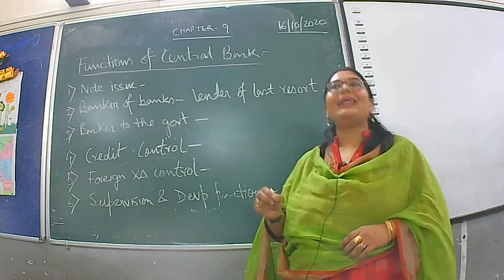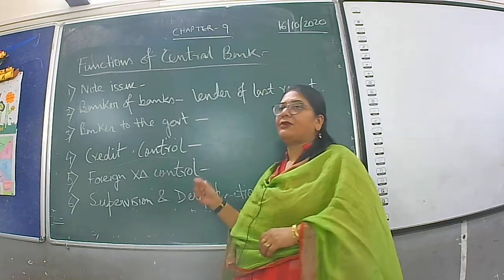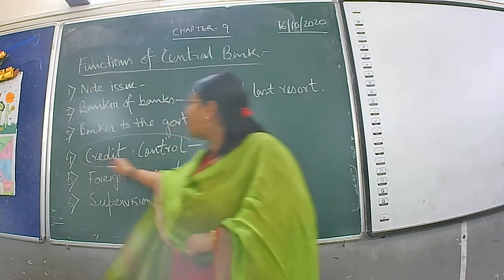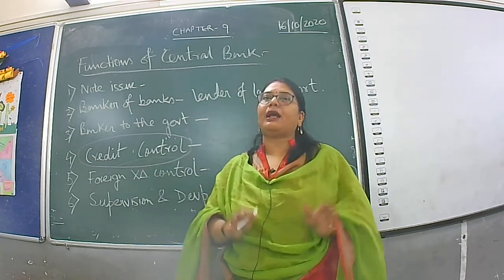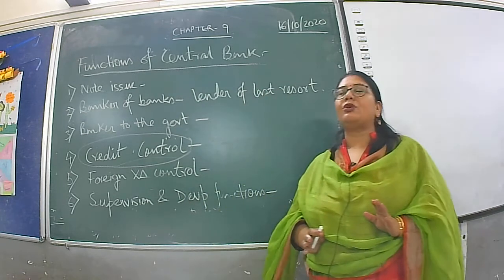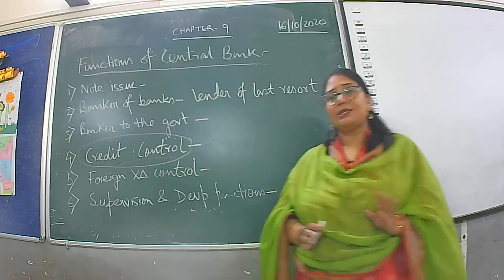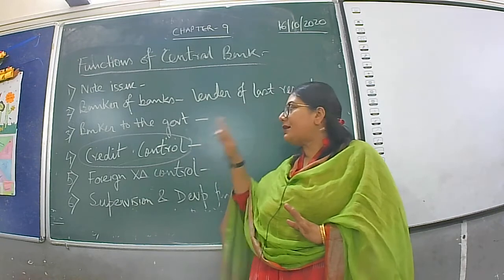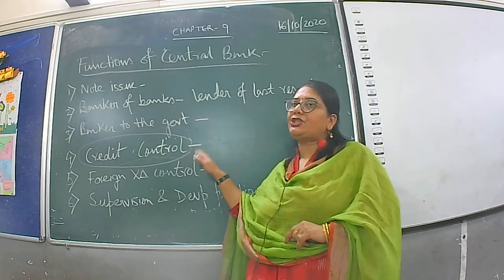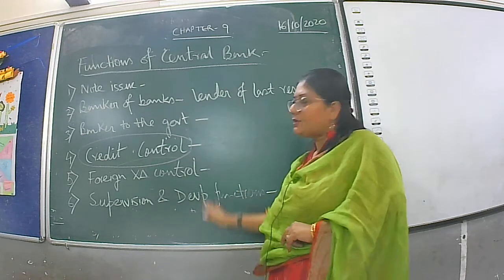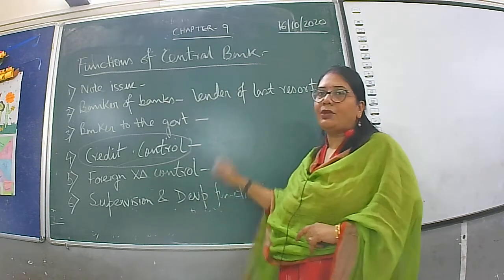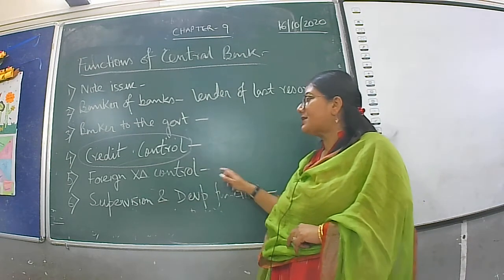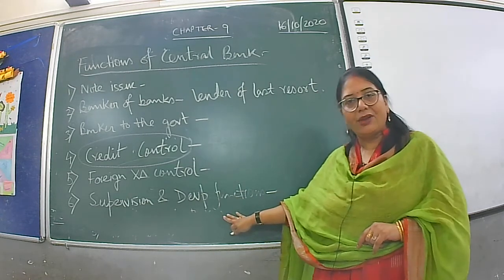Your question will come like this: mention the functions of the central bank. In this way we will write. And credit control, as I told you, a separate question will come, that what do you mean by credit control, what are the different types of credit control policies of the central bank. That I have not done today, that I will do in the next class, because credit control is the only function for which you get a separate question. For other things, only one question. You will write in this way, point-wise: note issue, banker of banks, banker to the government, credit control, foreign exchange control, supervision and development functions. You will write in this way.